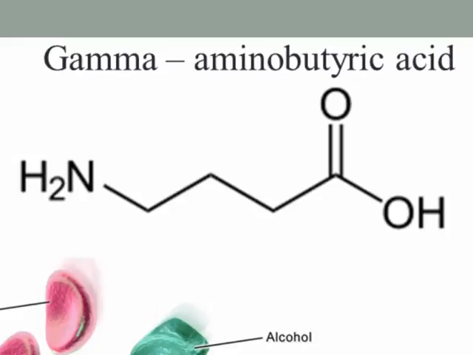So, what is this? Methohexital binds to the GABA A receptor. The GABA A receptor helps in the passage of chloride ions inside the cell. Gamma aminobutyric acid is a neurotransmitter, an inhibitory neurotransmitter.